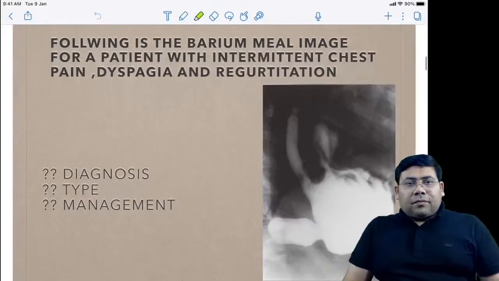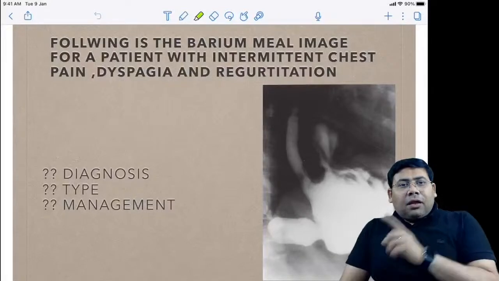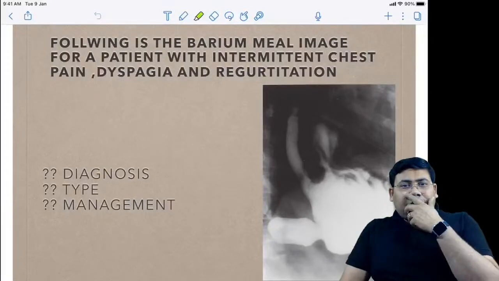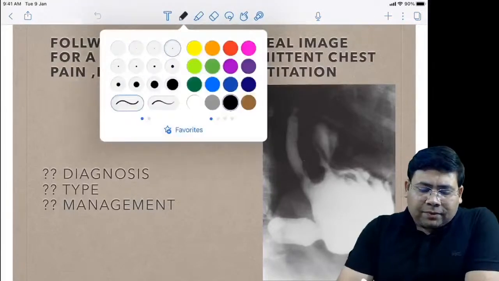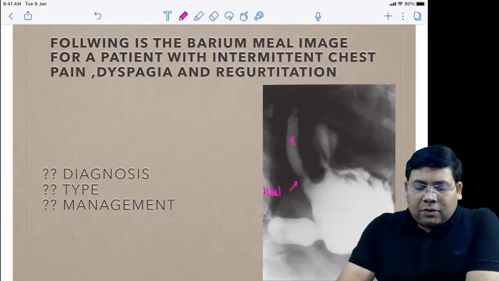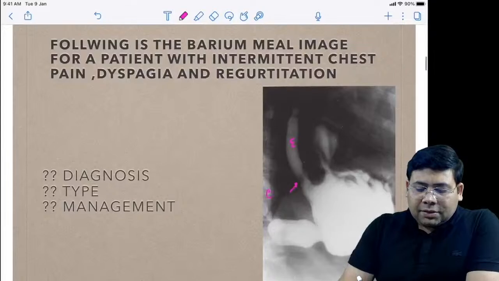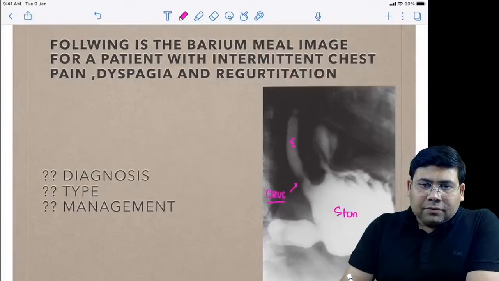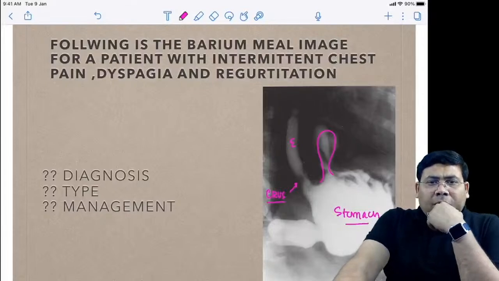This is again a wonderful question. Simply by seeing the image, you can tell everything. Barium meal image for a patient with intermittent chest pain, dysphagia and regurgitation. What do you see here? The barium is showing you the esophagus. This is the hiatus, or you can say the indentation of the crus. Here we have the crus. This is the stomach. And what is this? Some part is going up.